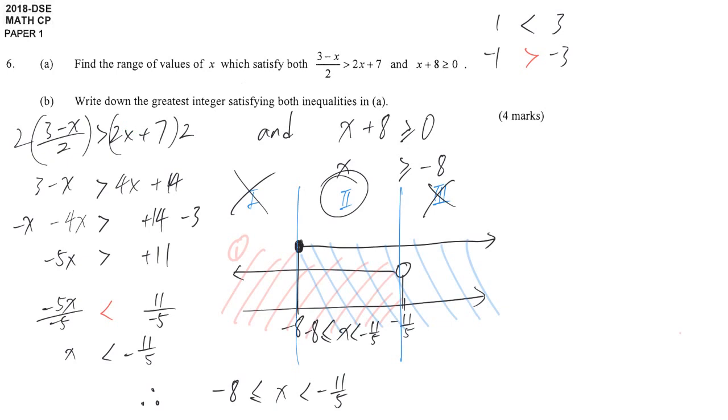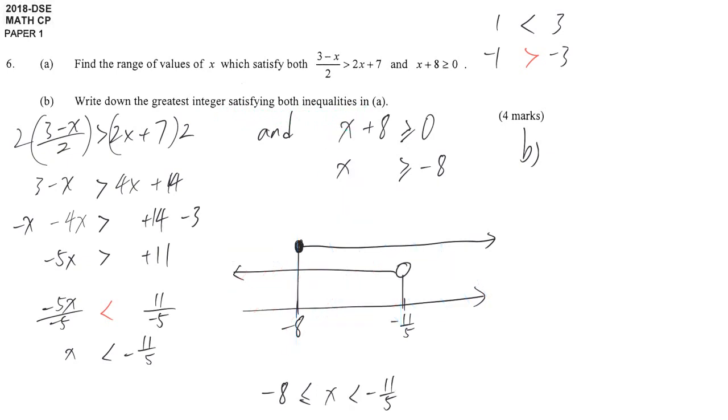In part B, we have to write down the greatest integer that fulfills this requirement. So we rely on this graph. The integers on this number line are negative 7, negative 6. The key point is this one. It's between negative 2 and negative 3.